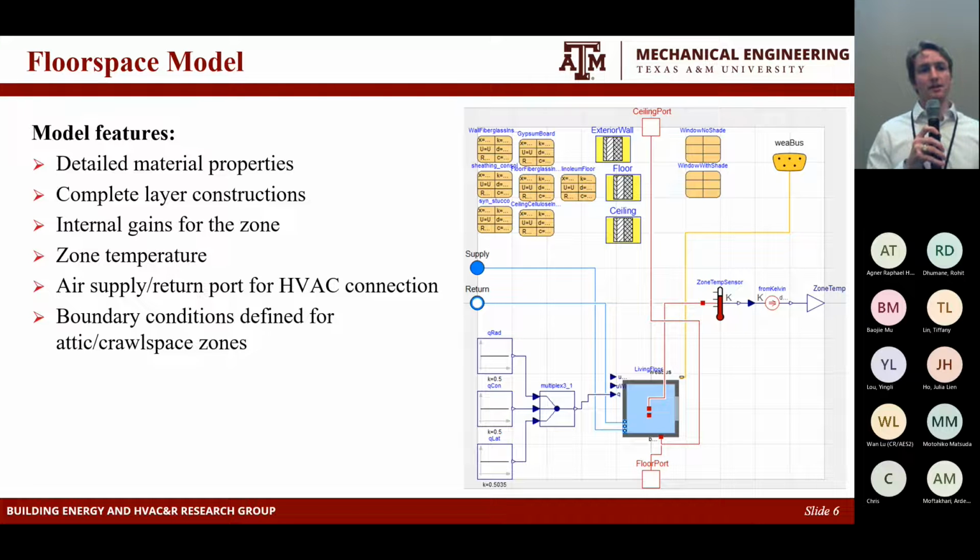The floor space model also has air supply and return ports for the HVAC connection on that left side. And then the boundary conditions defined for the attic and crawl space zones. On the top and bottom are where we have the connectors that will be connected to the attic and crawl space models, like how we discussed before with the construction layers and the surface boundary layers definitions.